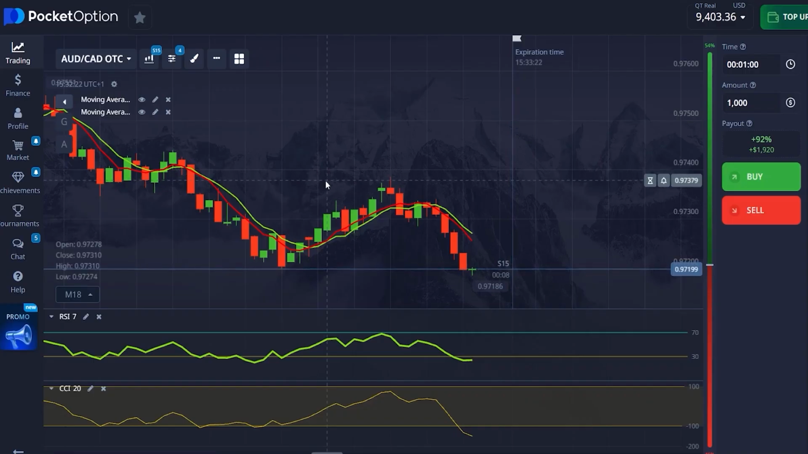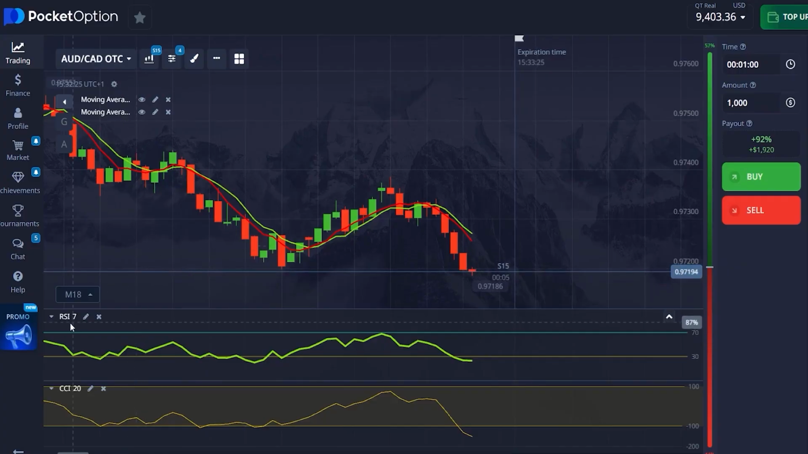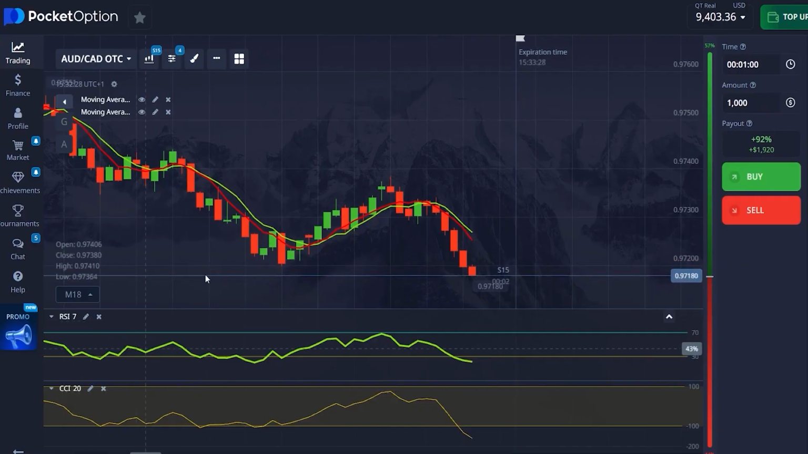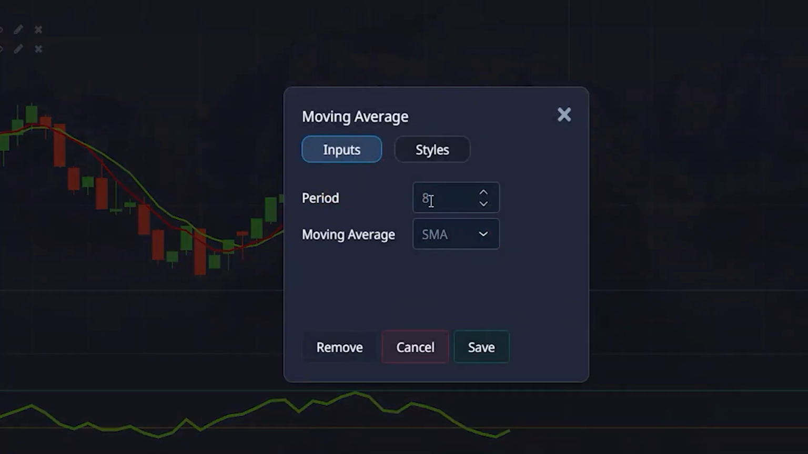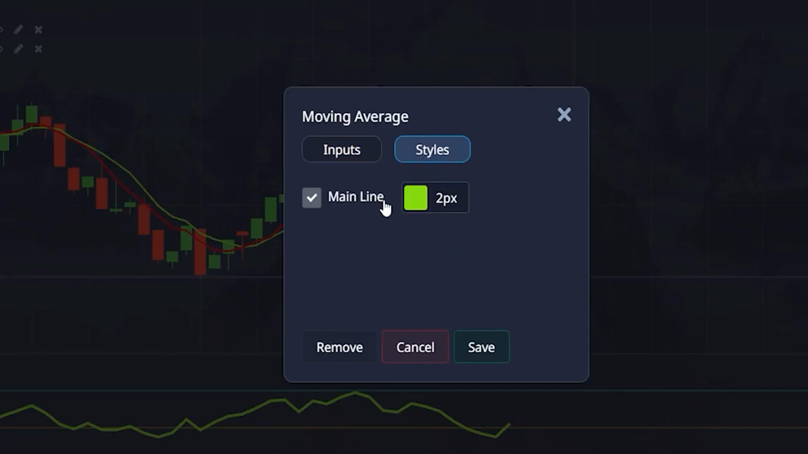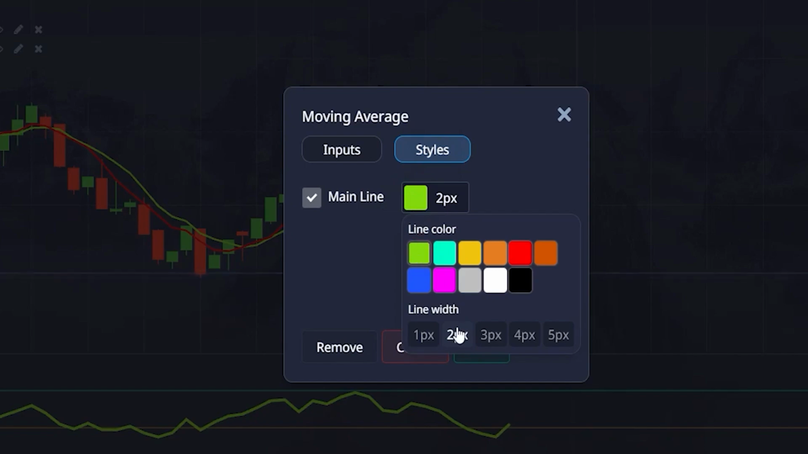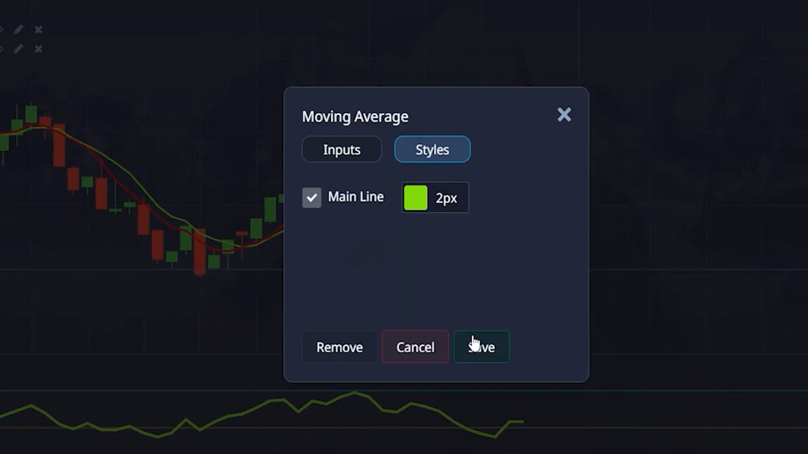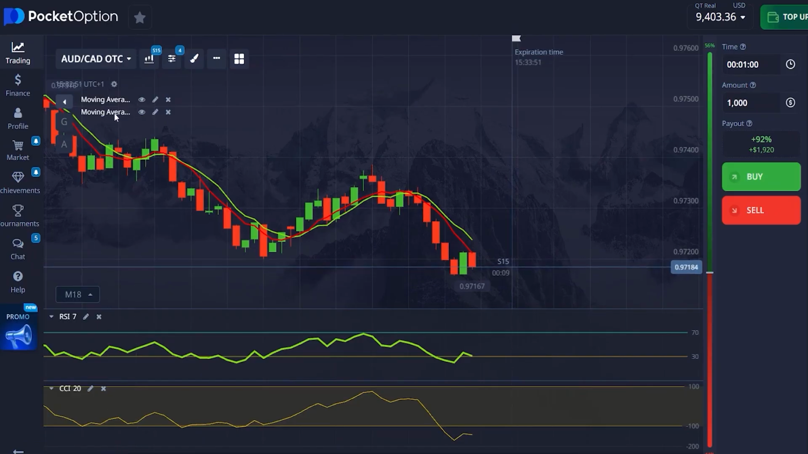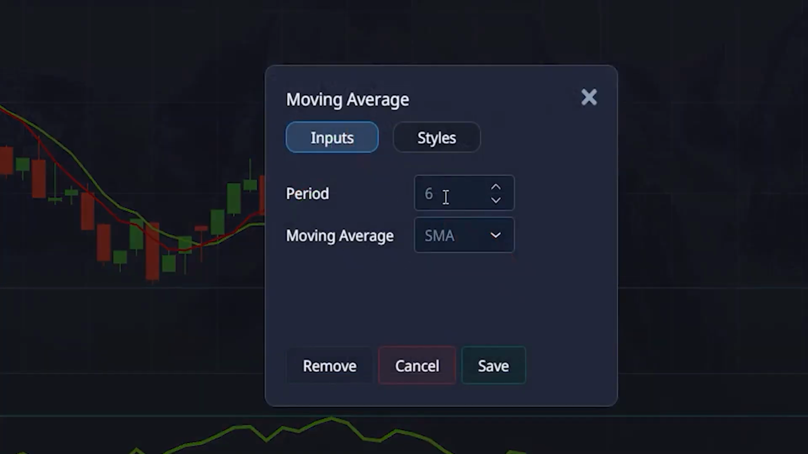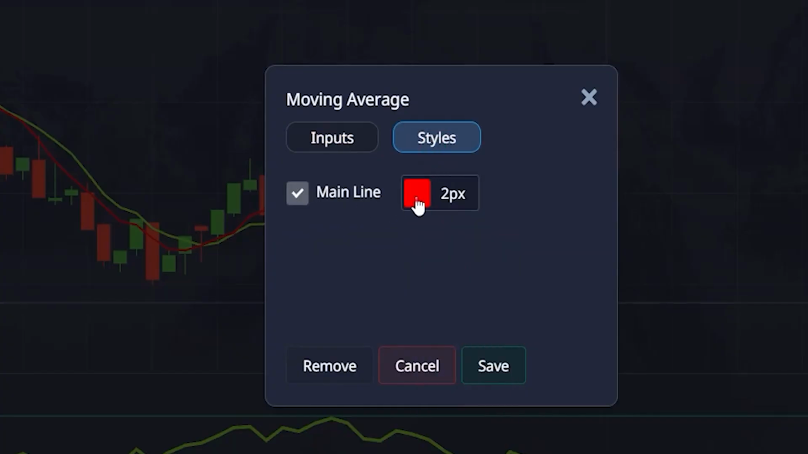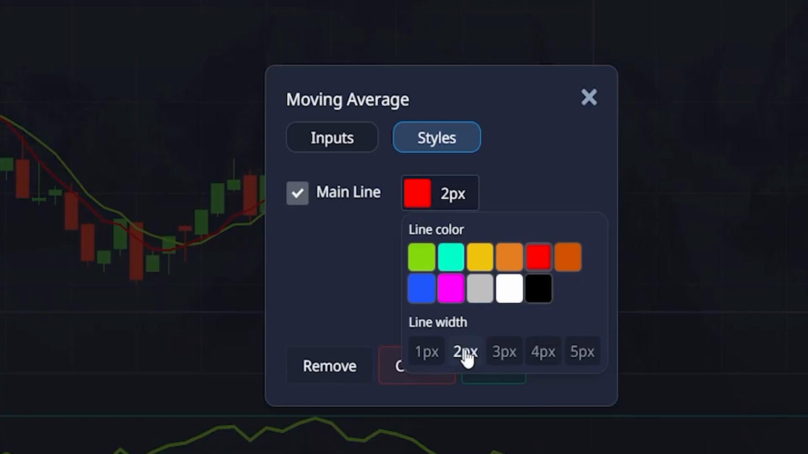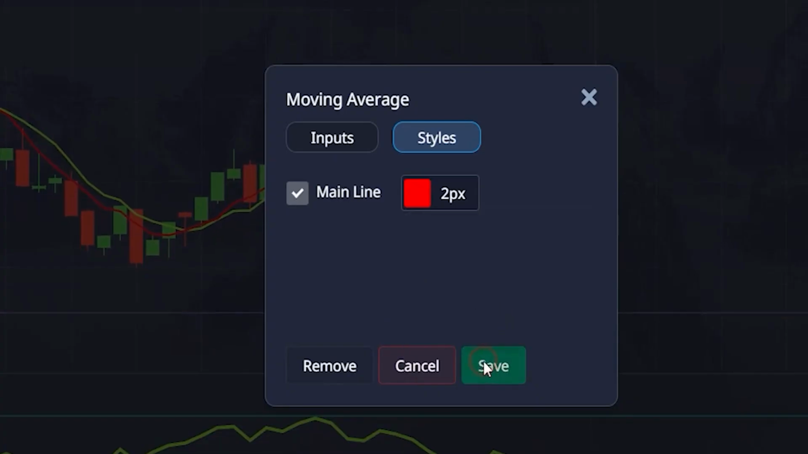So right here on the chart, I'm going to be using two moving average lines, RSI indicator and CCI indicator. The settings of my first moving average line comes with the period of 8 moving average. I'll be using SMA. Right here on the style level at the main line, I'm going to be using a green color and I'll set it on 2 pixels. So when I'm done, I'll click on save. The second moving average line comes with the settings of a period of 6 moving average. I'll be using SMA. Right here on the style level at the main line, I'm going to be using a red color and I'll set it on 2 pixels. So when I'm done, I'll click on save.